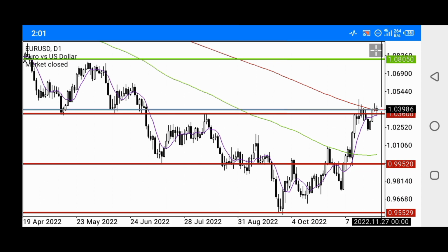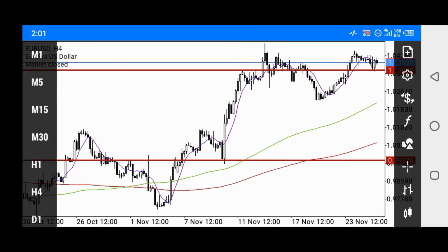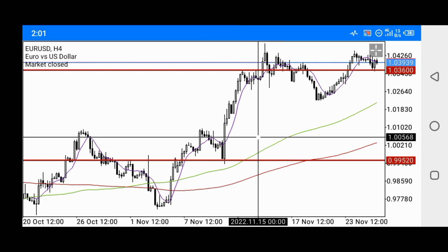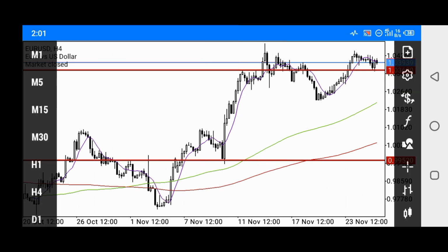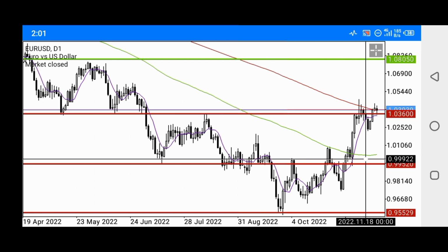So I'm going to use the H4 time frame so you can have a wider view of what's happening to EURUSD. This is EURUSD on the H4 time frame, and these are the levels I marked from the daily time frame. That is this level right here and this level right here.